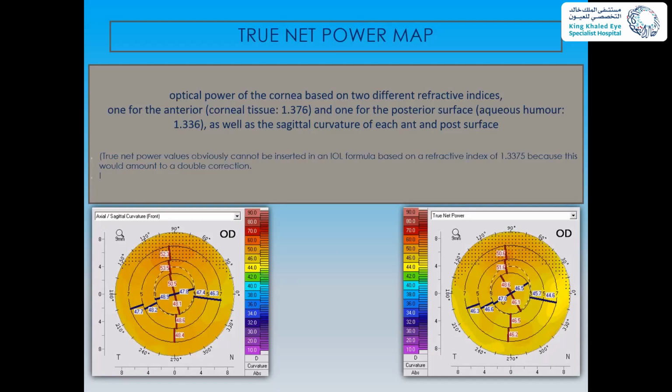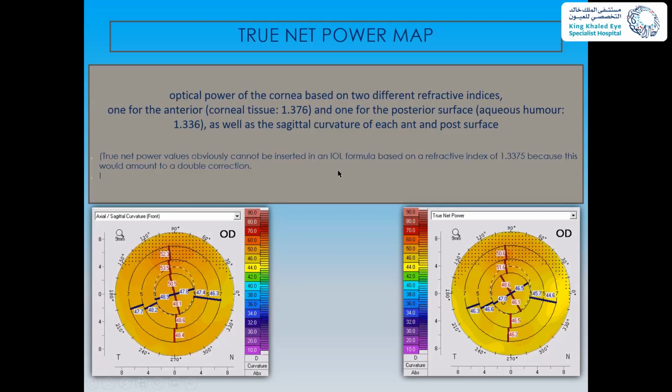Altogether, taking the sagittal curvature, how curved the cornea is, and how much power there is at the anterior and the posterior, it does the calculation and gives you a true net power. So this is the true net power of the cornea at a particular point. Here it says 48, while here it is giving you 50, so the true net power is actually less, certainly in this case.